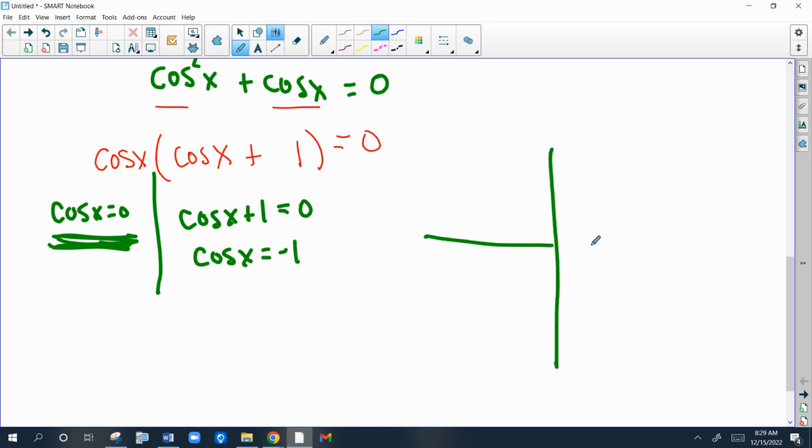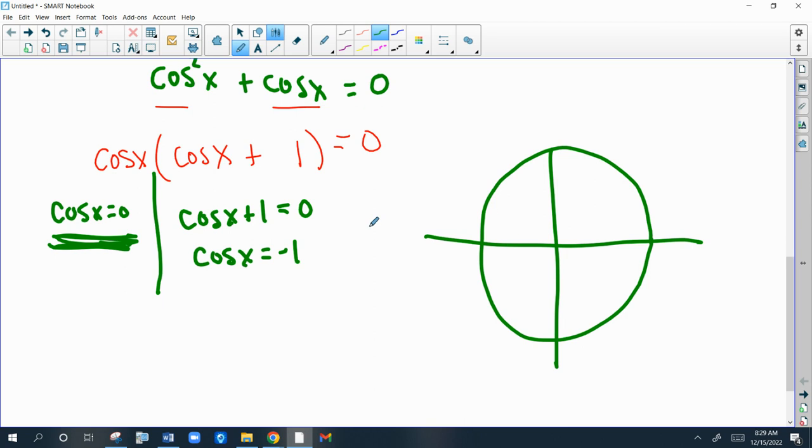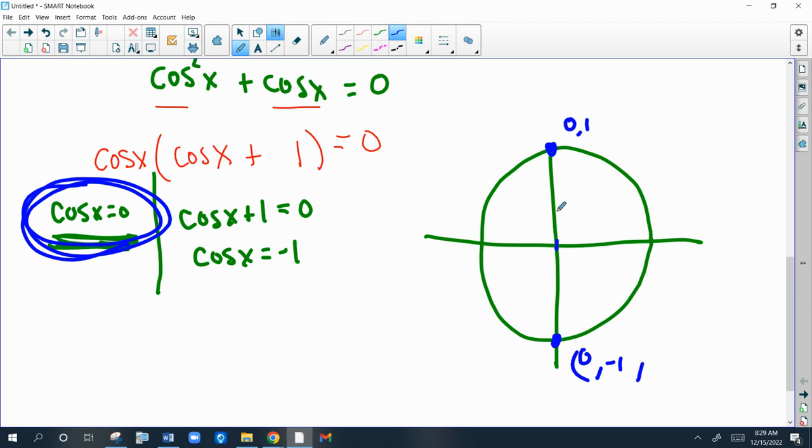So draw the unit circle as usual. Let's deal with this one first. Cosine is 0. We have to look to see where x is 0. Well, that would happen right here at (0, 1), and right here at (0, -1). So those are two solutions right here. This angle and this angle.